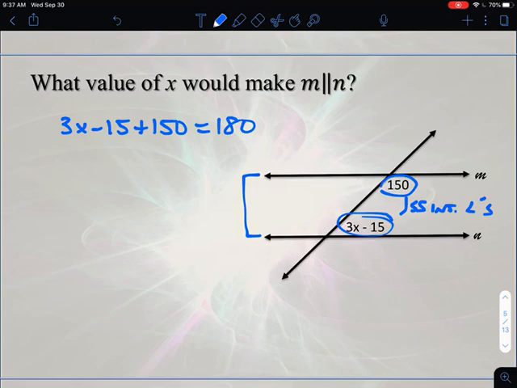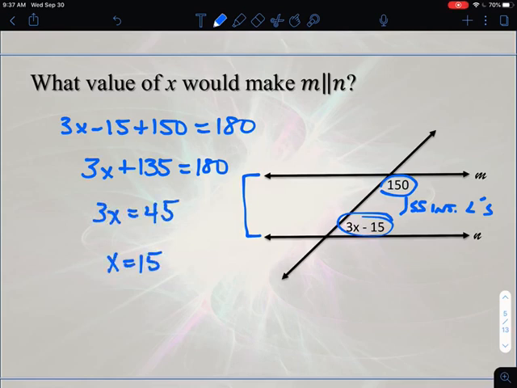Now all I have to do is solve my equation for x. If I take 150 minus 15, I get 135. Subtract the 135 over, 3x would equal 45. And so x would equal 15. If I put 15 in for x, I'm going to get same side interiors that are 180, and that will make line M parallel to line N.